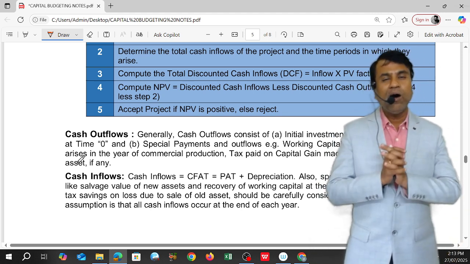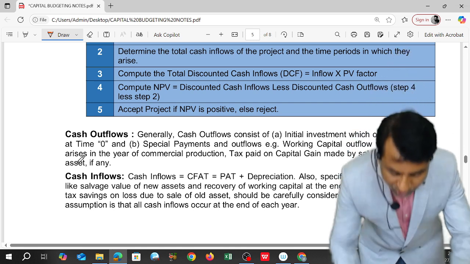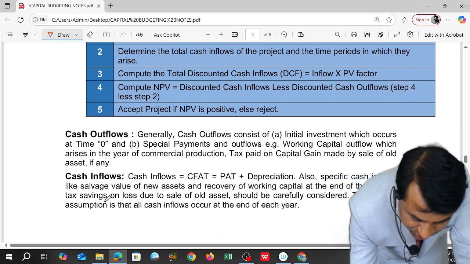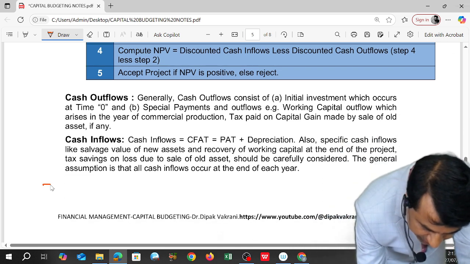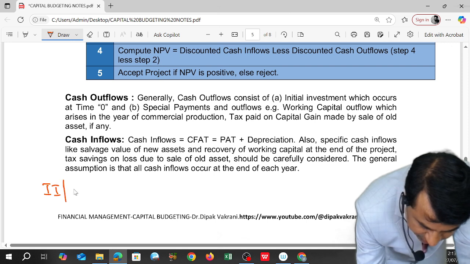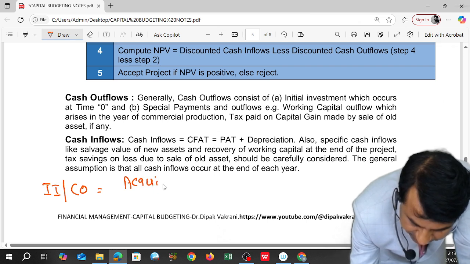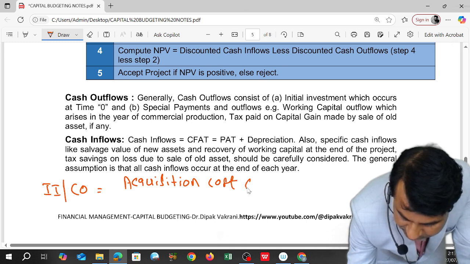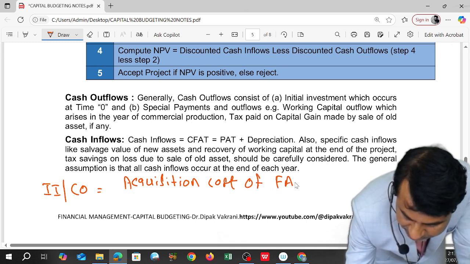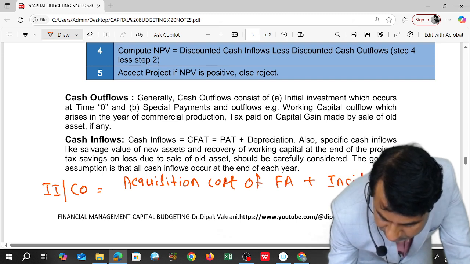So in cash outflow, how many things will be coming? Number one, purchase cost of the asset. So let me write it down for all of you so that there won't be any confusion. When we talk about the cash outflow or initial investment, what needs to be considered? Number one, we have to consider the purchase or acquisition cost of the asset. Obviously it is fixed asset as land and building, plant and machinery, furniture and fixture, plus any incidental expenses for the purchase of the assets.